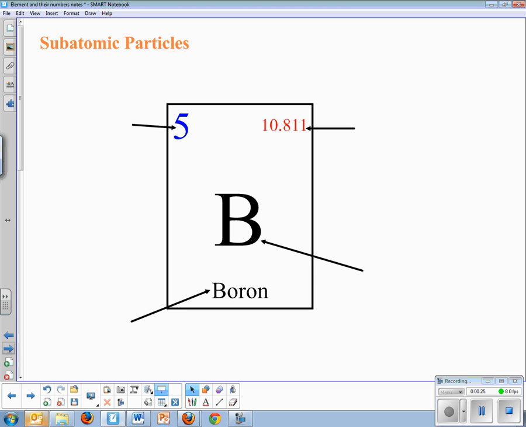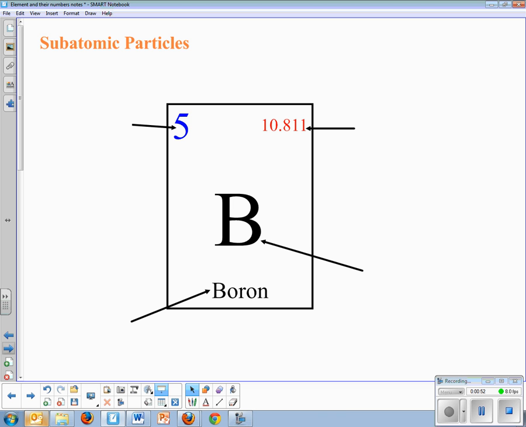This is what a box looks like on the periodic table for each element. The numbers on there tell us things about protons, neutrons, and electrons. Quick review: a proton is a positively charged particle, an electron is a negatively charged particle, and neutrons are neutral. Protons and neutrons are found in the nucleus of an atom, and electrons are in the electron cloud surrounding the nucleus. So we'll use boron here as our example.